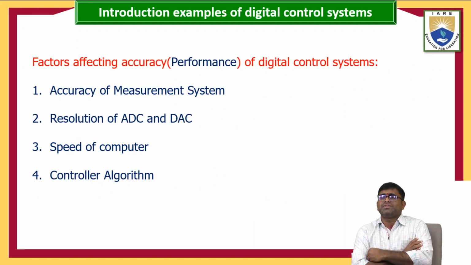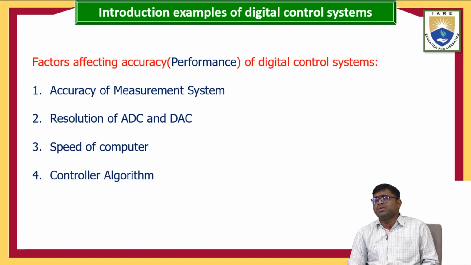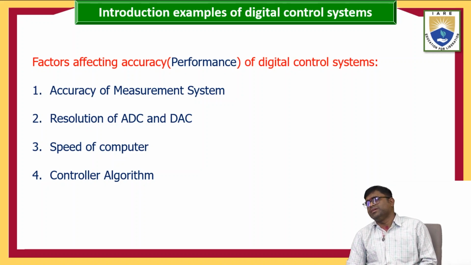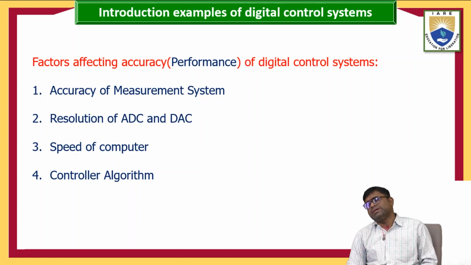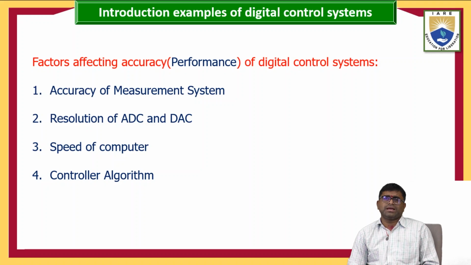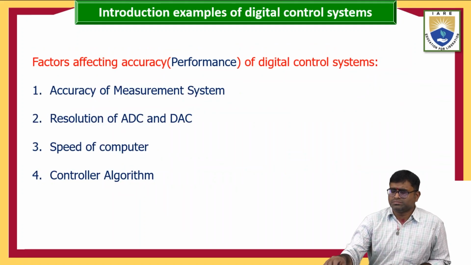Next, the factors affecting the performance of the digital control system. When you are using a digital control system, the accuracy of the measurement has to be maintained, along with the resolution of the ADC and DAC, and the speed of the computer. Next is the control algorithm. If you write the control algorithm very perfectly, you get a very fast and accurate digital control system.